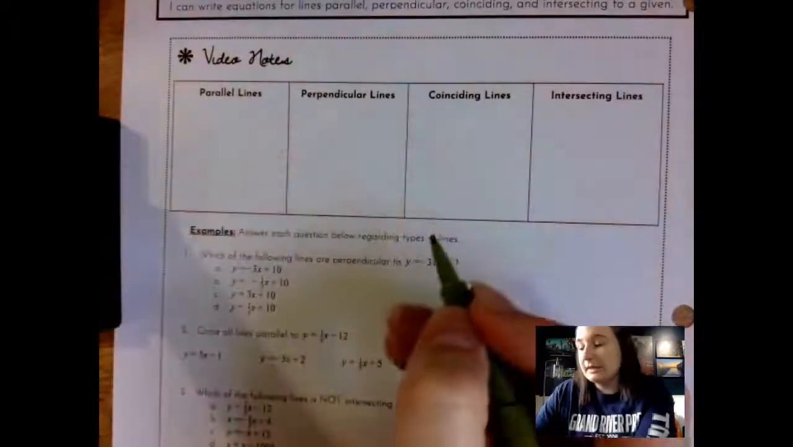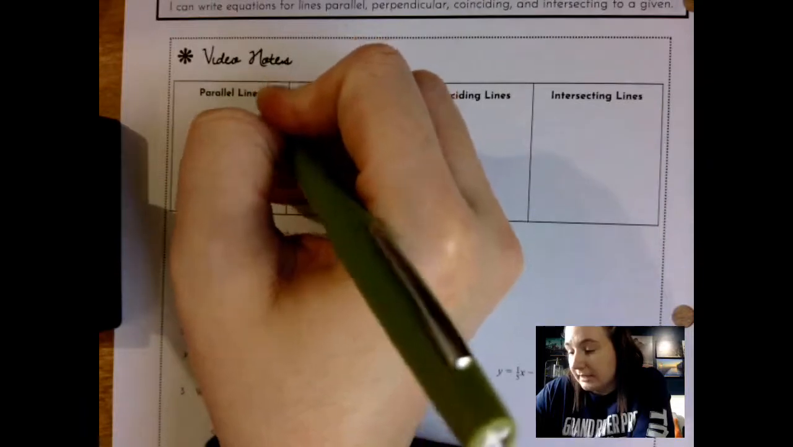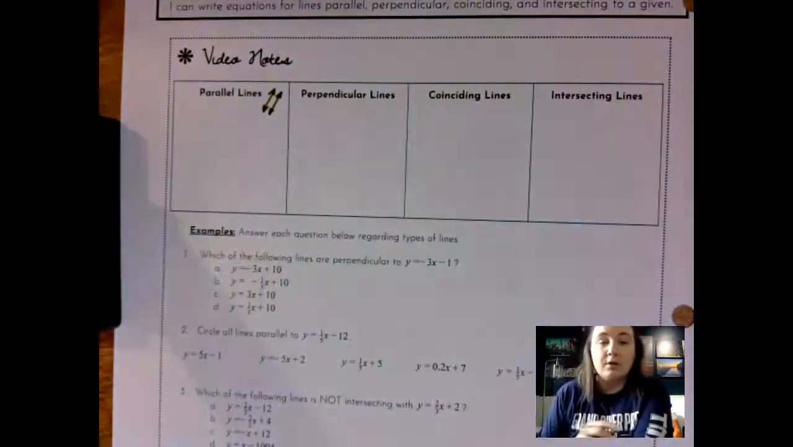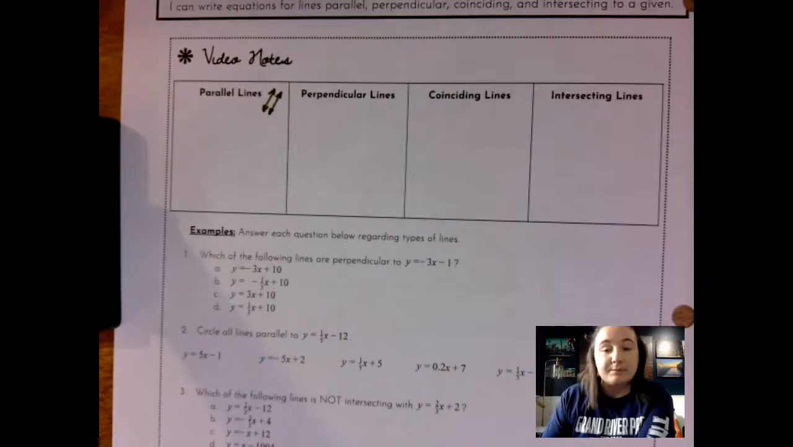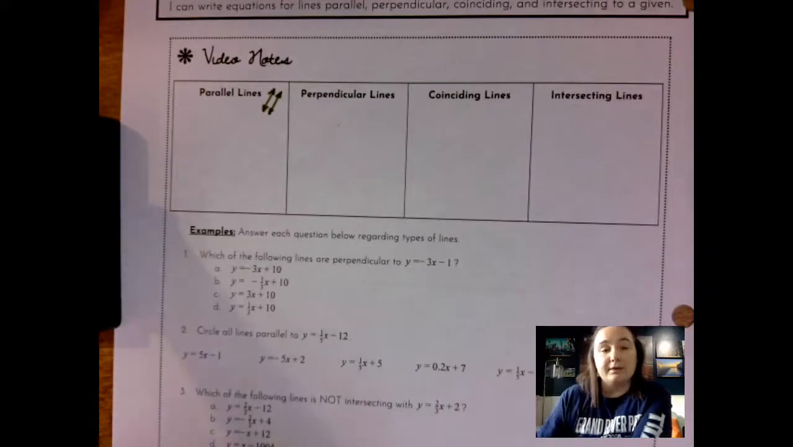Parallel lines never touch. So we have lines like this, where they just go up at the same rate or down at the same rate, and they do not touch each other. They don't cross at all, and they extend on forever.